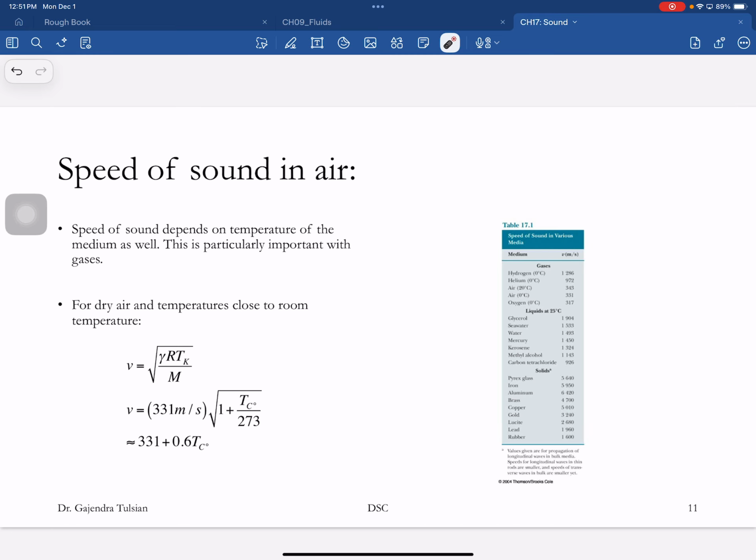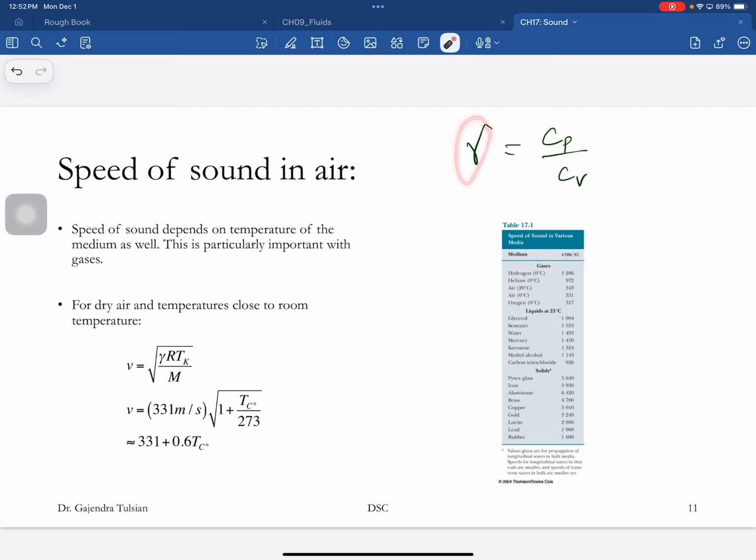It turns out that the speed of sound in air depends on the temperature of air. So this formula gives you the speed of sound as a function of temperature. Here's the speed of sound, and there is the temperature in the Kelvin scale. R is the gas constant. Gamma is the ratio of specific heats, which we'll learn about in physics too. Gamma is Cp by Cv.